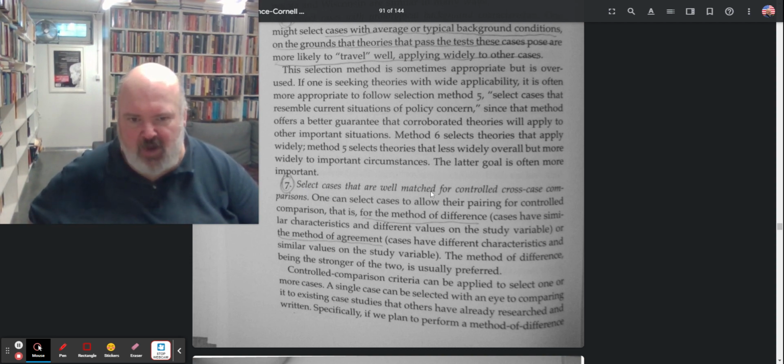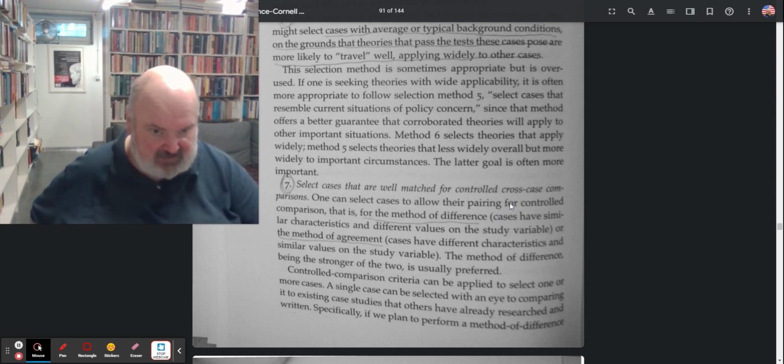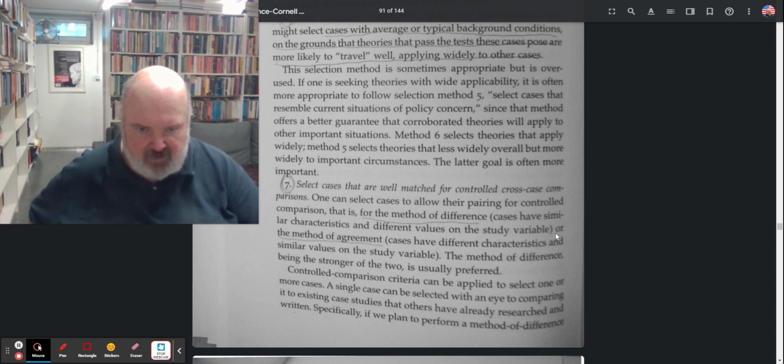Select cases that are well matched for controlled cross-case comparisons. One can select cases following their pairing for controlled comparison. That is the method of difference: cases have similar characteristics and different values on the study variable. Or the method of agreement: cases have different characteristics and similar values on the study variable. Different characteristics but similar values.